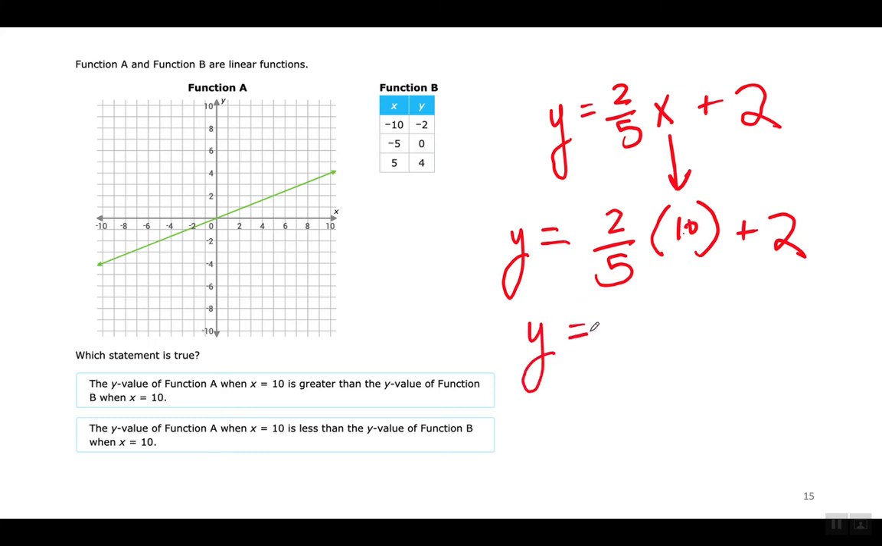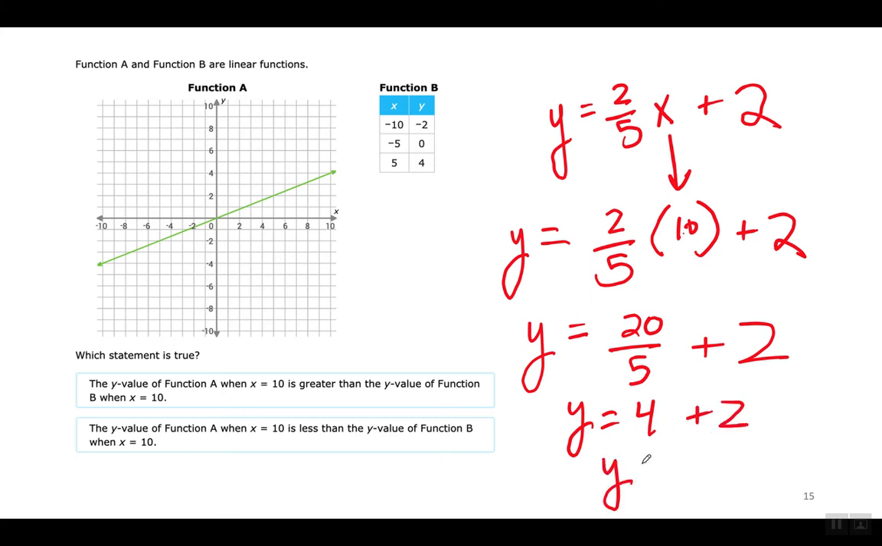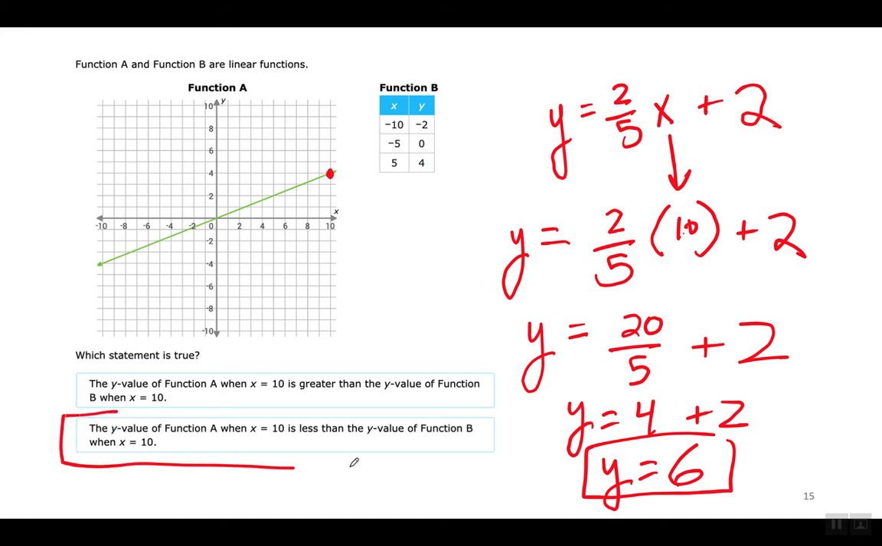The slow way would be 2 times 10 is 20 over 5, which is going to give you 4. 4 plus 2 is 6. So when x equals 10, y equals 6 in function B, and in function A, when x equals 10, y equals 4. So the correct answer is the y value of function A when x equals 10 is less than the y value of function B when x equals 10.